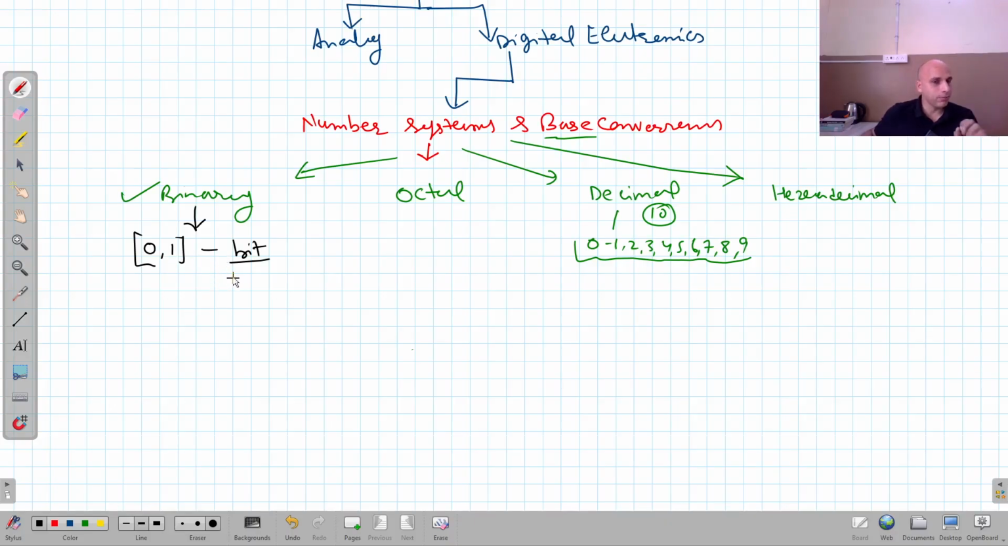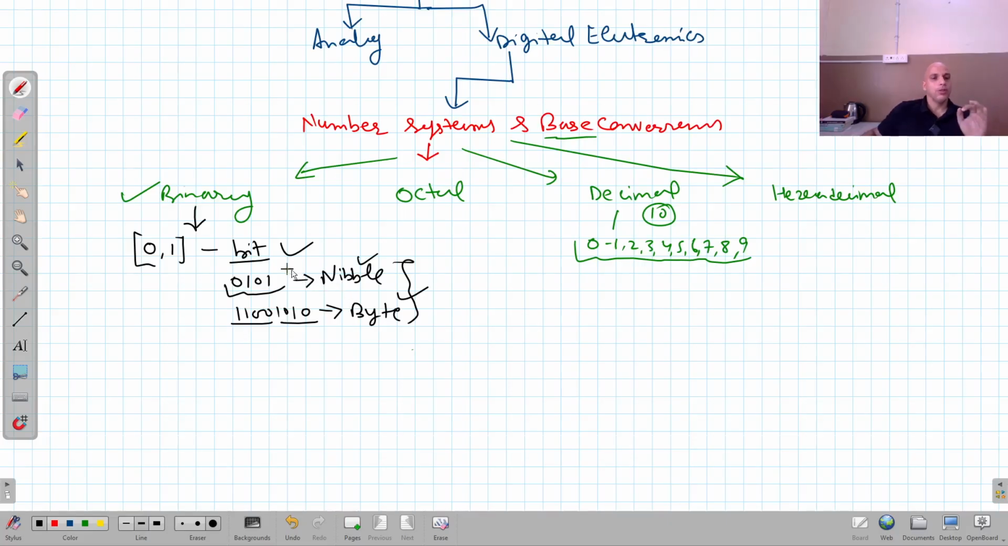If I have a combination of 4 bits, I mean 0 1 0 1, then the combination of 4 bits is known as a nibble, right? If I have a combination of 8 bits, like that, I am taking any example, then this combination of 8 bits is known as a byte, right? So you can be asked a question: what is a bit, what is a nibble, what is a byte, right? So this is associated with the binary digits and the binary number system.